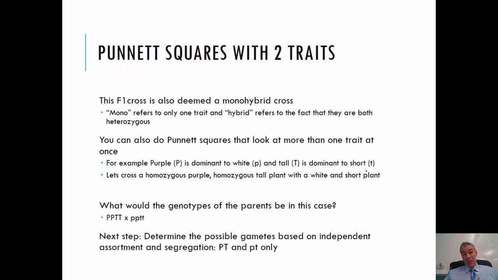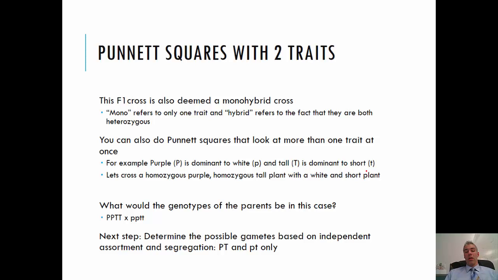Now, sometimes we look at Punnett squares with 2 traits. So the F1 cross we just did is called a monohybrid cross. Mono means 1 trait. Hybrid means you're crossing individuals that are heterozygous. But we can do things like dihybrid crosses too, and we can actually look at 2 traits.